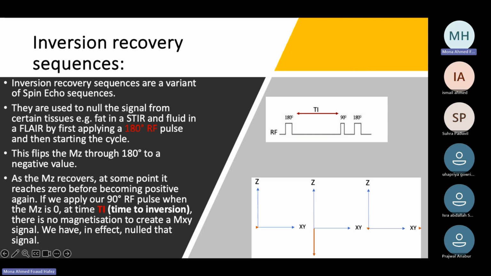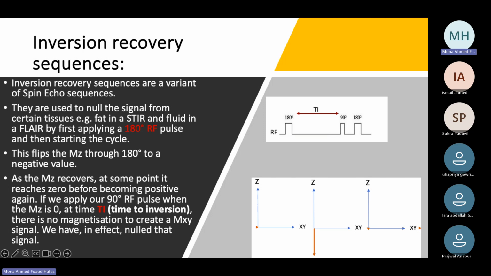Another technique is called the inversion recovery sequence. What is inversion recovery? It is a variant of spin echo. It is a type of spin echo, not gradient echo, because it uses 180-degree radio frequency pulses. They are used to null the signal, to completely block the signal from a certain tissue. If we don't need fat in this image, it's called STIR. If we don't need water or fluid signal, we make FLAIR.